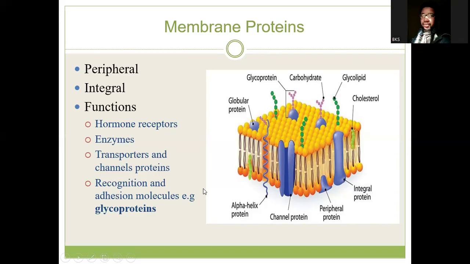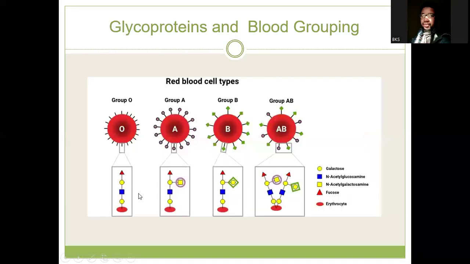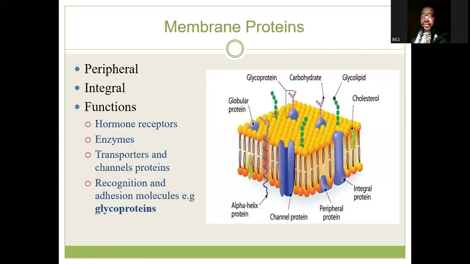So basically, this membrane protein can serve as a receptor for hormones. They can serve as enzymes. They can serve as transporters that allow the movement of substances, just like this one. You can see this one forms a kind of channel where substances from outside can get into the inside of the cell. While peripheral proteins are only attached here, but they do not transverse. They can also serve as recognition or adhesion molecules, like glycoproteins. We'll give an example of glycoproteins shortly.